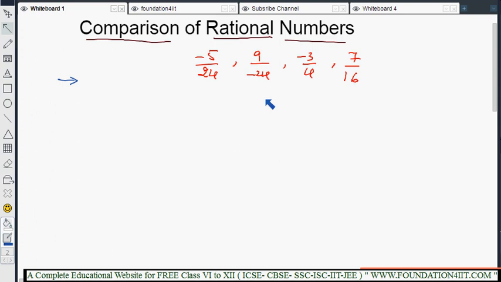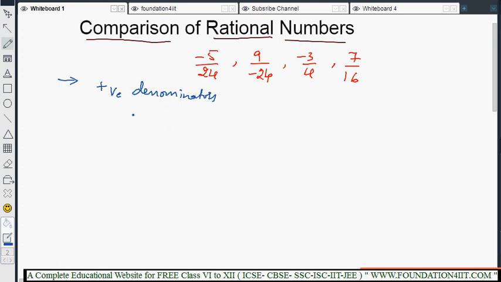To write in ascending order, we should first know which is the small number and which is the bigger number. Now let us see. If the numbers are given like this, the first step is to express each of the given rational numbers in the form of having positive denominators. All the denominators should be positive.